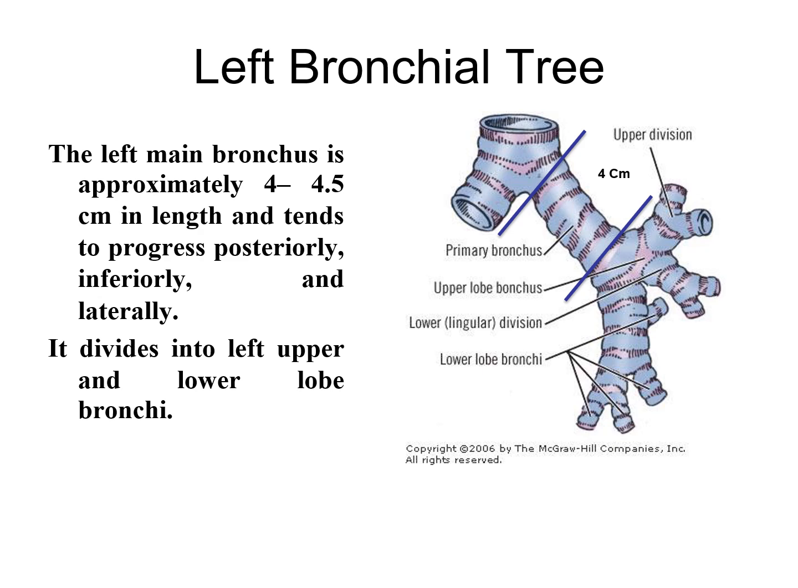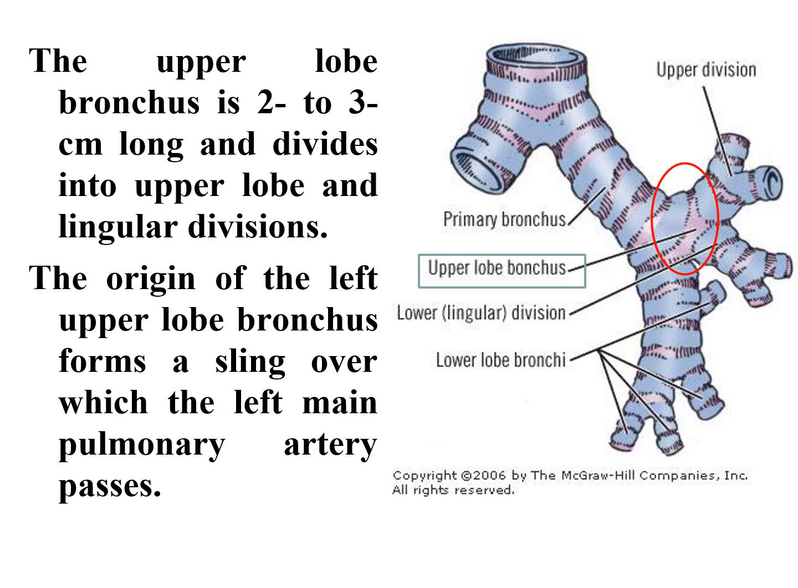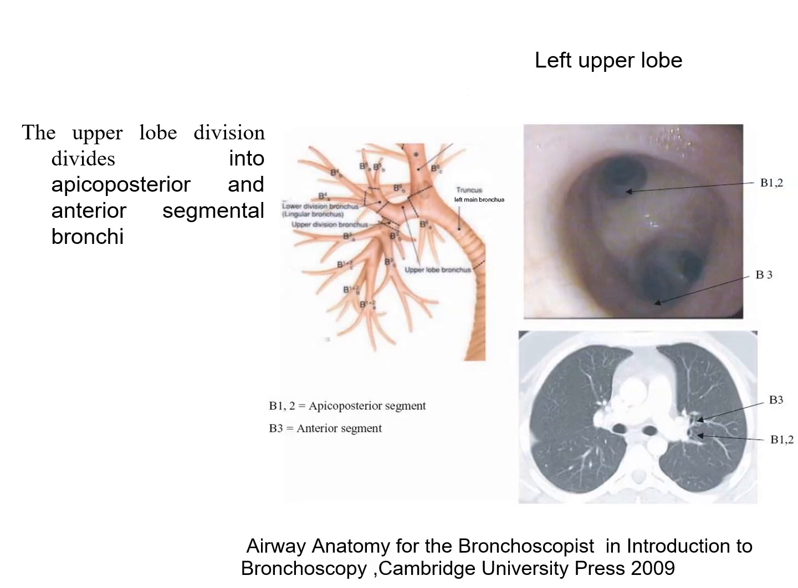The left main bronchus is approximately 4.5 centimeters in length and tends to progress posteriorly, inferiorly, and laterally. It divides into left upper and lower lobe bronchi. The upper lobe bronchus is 2 to 3 centimeters long and divides into upper lobe and lingular divisions. The origin of the left upper lobe bronchus forms a sling over which the left main pulmonary artery passes. The upper lobe division divides into apicoposterior and anterior segmental bronchi.